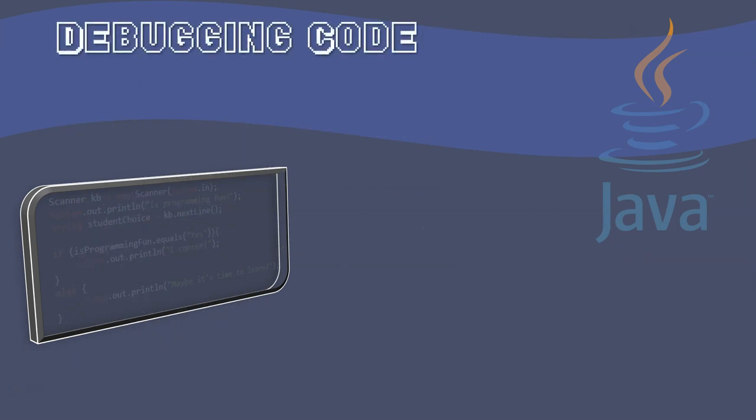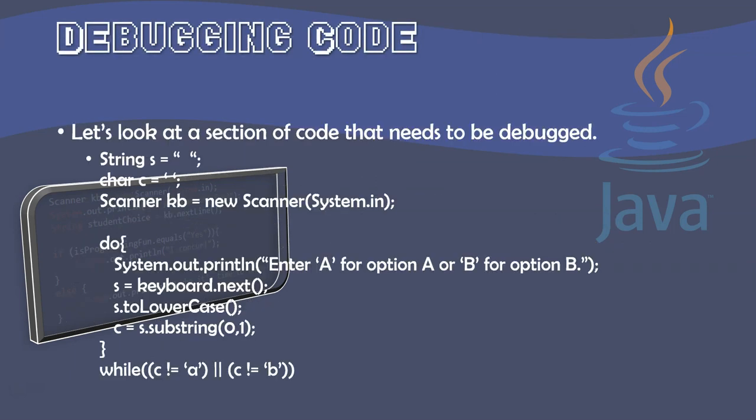So let's look at debugging some code now. If we look at this code that needs to be debugged, we can see it's a very simple program. We have a string, we have a char, we have a scanner class, and inside we say, hey, we're going to enter option A or B, and we're getting input from the user to determine that. You can see it's inside of a do while loop. Okay, cool. A pretty simple program here. It doesn't look like anything too complex, but obviously there might be some things that we need to address.